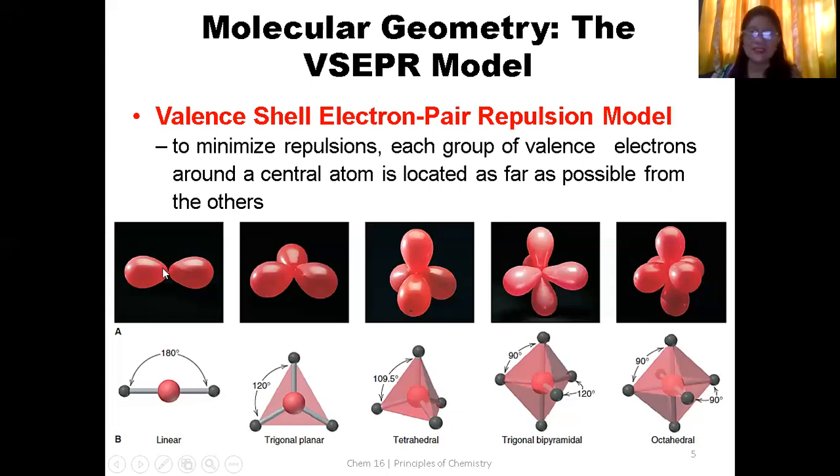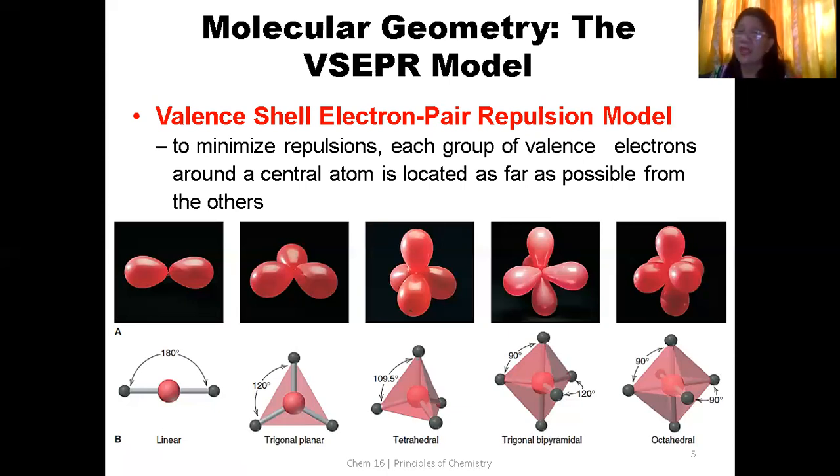So what happened is, if they are balloons, and this is linear, they need to be a little apart. Why? So that they don't repel, or the tendency is they will pull each other. So that is the valence shell electron pair.